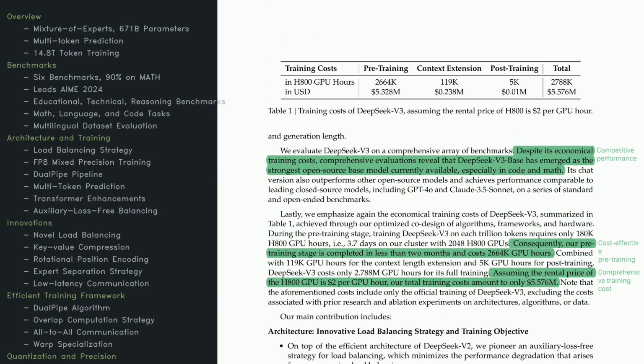Looking at Table 1 here, you'll find a breakdown of DeepSeek V3's training costs: pre-training, context extension, and post-training. Altogether, it took 2.788 million GPU hours on H800 GPUs, about $5.576 million. Pre-training alone used 2.664 million GPU hours, showing just how big a job it was. Despite that, the team managed to optimize the process with smart algorithms and hardware choices.